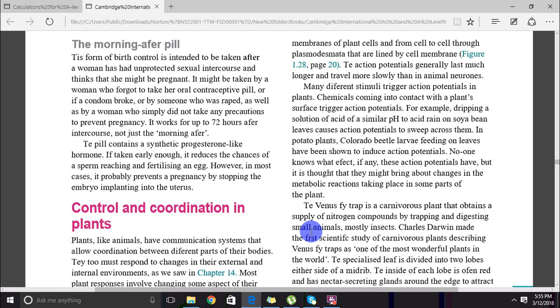And now they're going to mention the Venus flytrap, and this is actually mentioned in the syllabus, I believe. So I would suggest we really get to it.